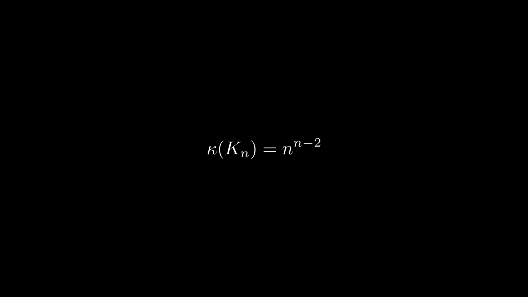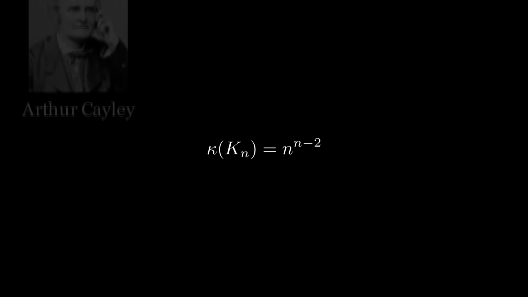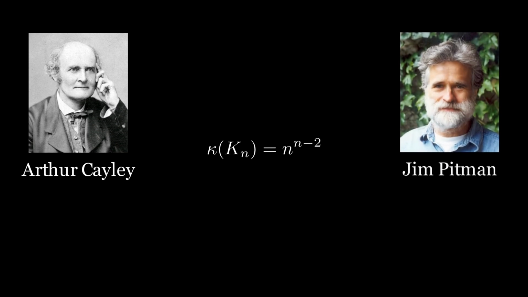This theorem is called Cayley's theorem after British mathematician Arthur Cayley. A century later, Jim Pitman, a statistician from the University of California at Berkeley, found this proof. Compared to other proofs for this theorem, this proof is considerably shorter and easier.